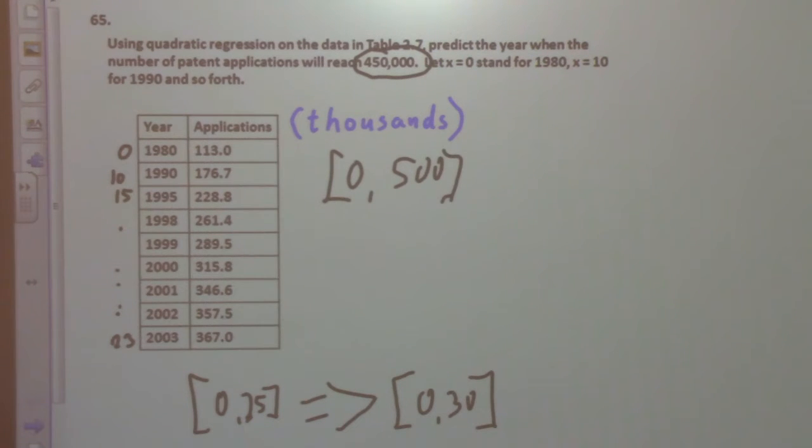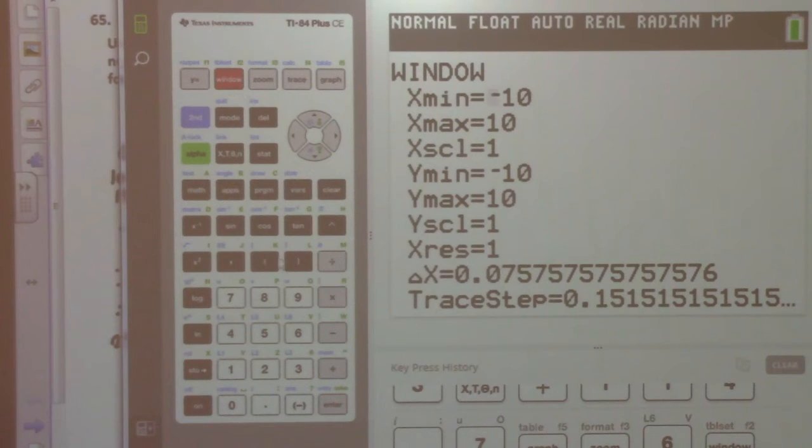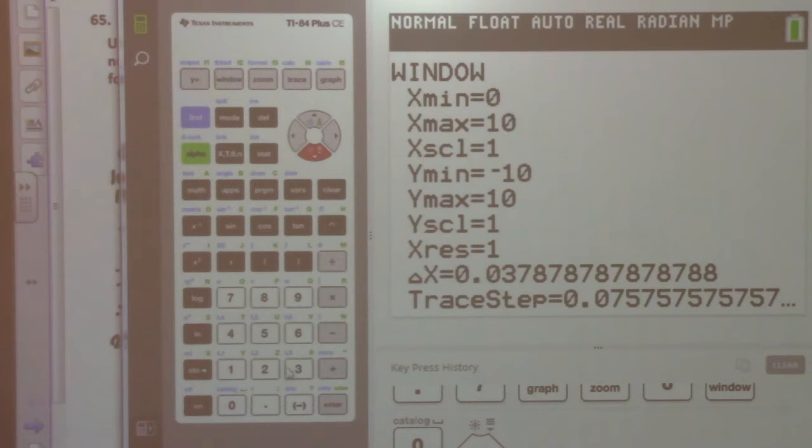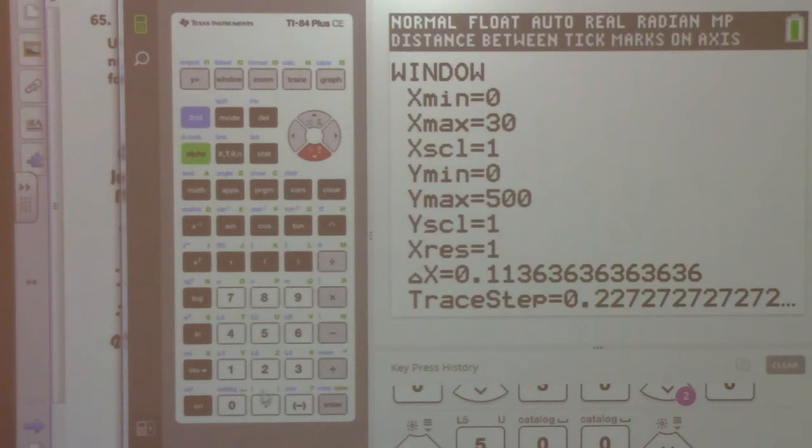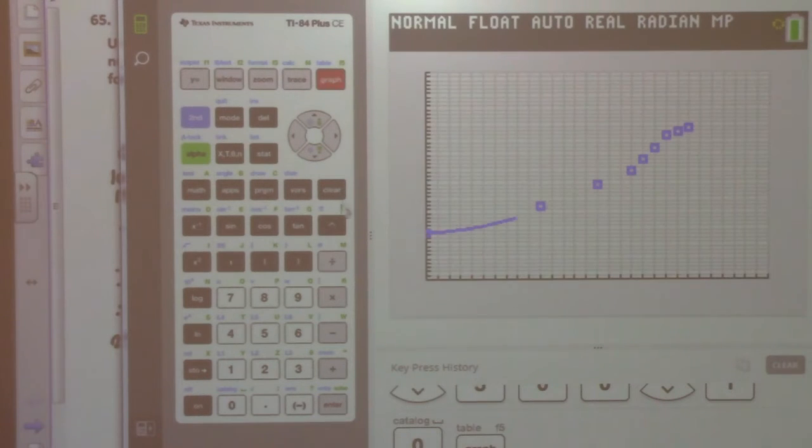So we go to window: 0, 30, and 0 to 500. And I guess I can go by tens, and then just see what happens. Okay, did you get something like that? Anybody have trouble getting something like this? Elizabeth, you got this here? Do you need help with something here?